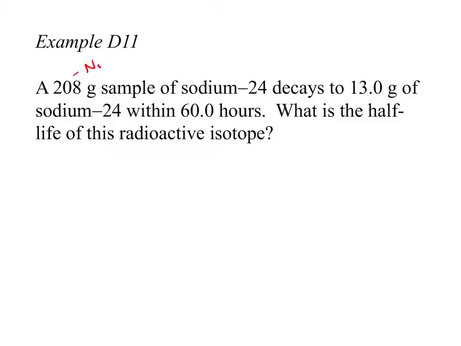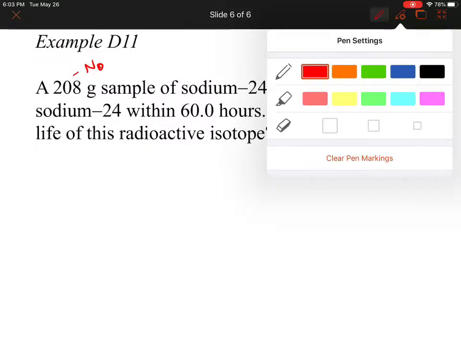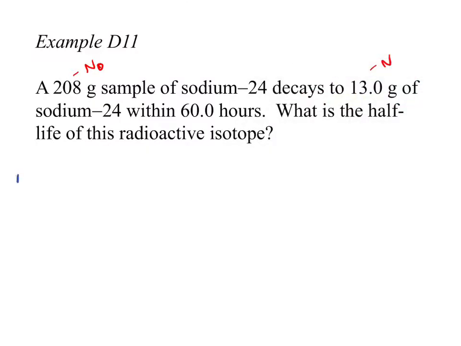So I have my initial amount, which is N naught. We have what's happening after a certain amount of time, and we have how much time is happening total. So that's the total amount of time is 60 hours. So I need to figure out what the half-life is. So how do we do this?